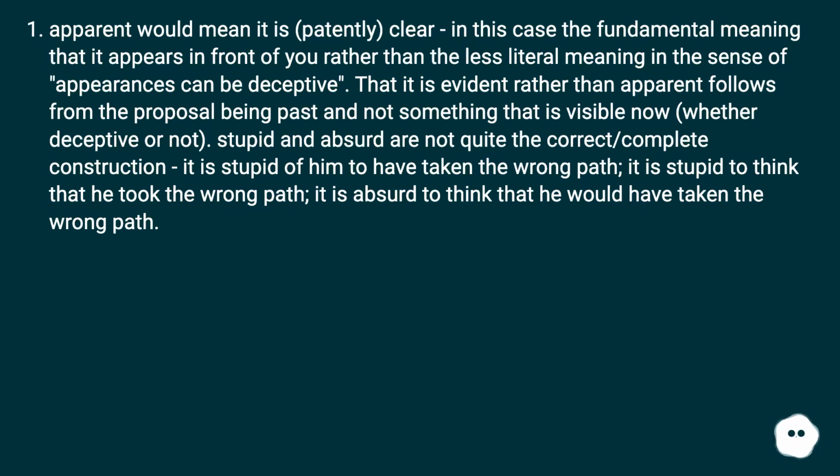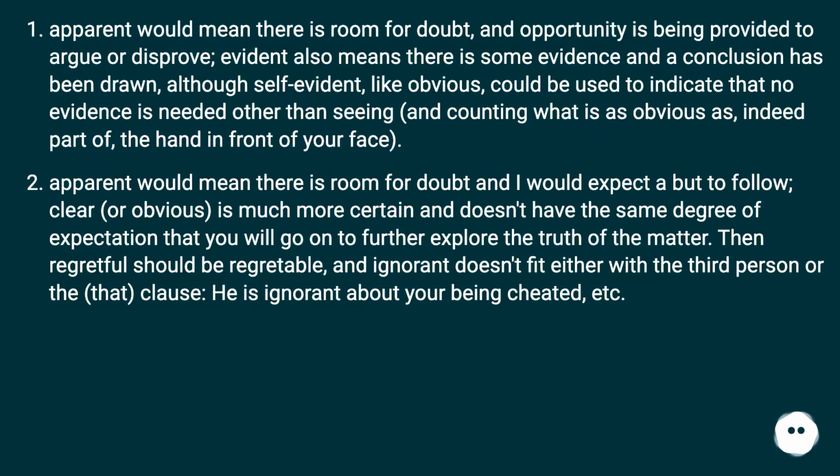It is stupid of him to have taken the wrong path. It is stupid to think that he took the wrong path. It is absurd to think that he would have taken the wrong path. "Apparent" would mean there is room for doubt, and an opportunity is being provided to argue or disprove. "Evident" also means there is some evidence and a conclusion has been drawn, although "self-evident," like "obvious," could be used to indicate that no evidence is needed other than seeing, and counting what is as obvious as, indeed part of, the hand in front of your face.